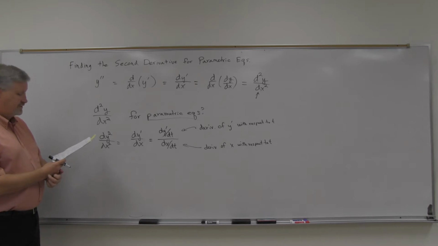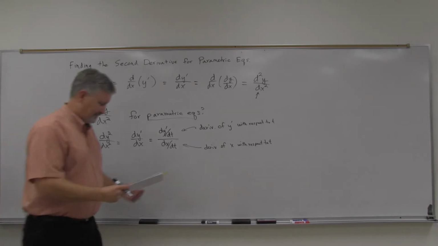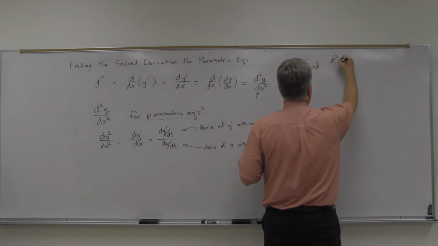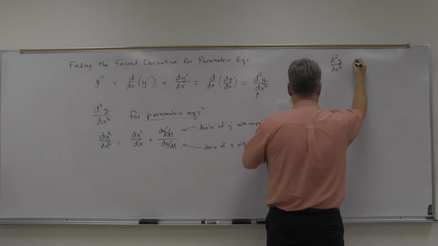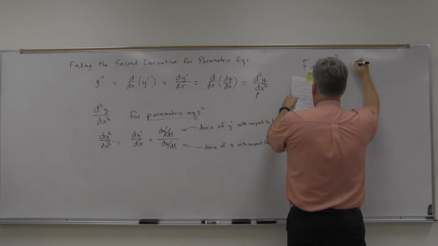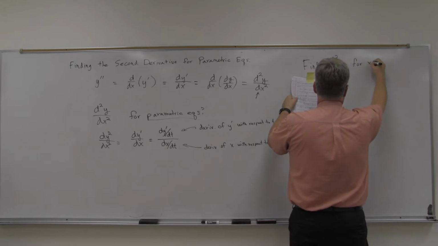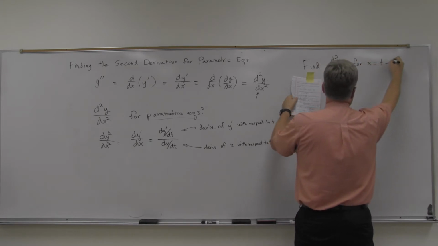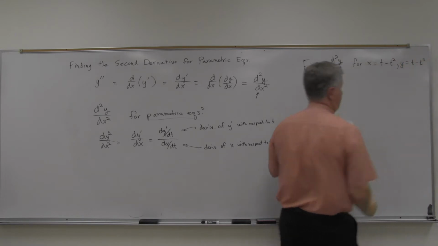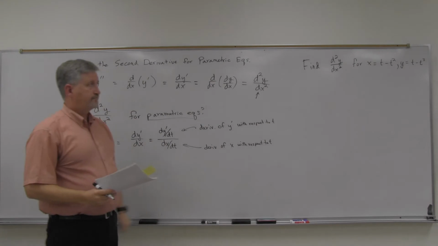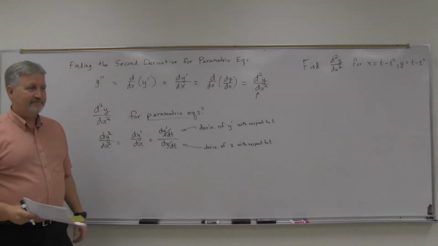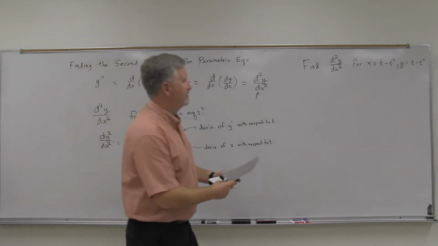All right, so let's just try one and see how it goes. Find d squared y over dx squared. Just the second derivative, how we denoted here, for x equals t minus t squared, y equals t minus t cubed. Okay. The second derivative, so obviously start with the first derivative.